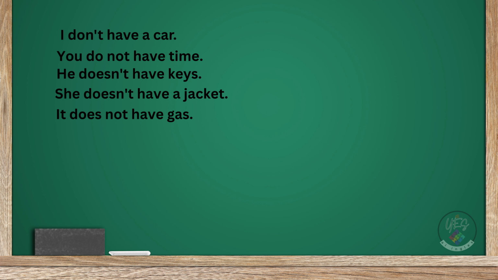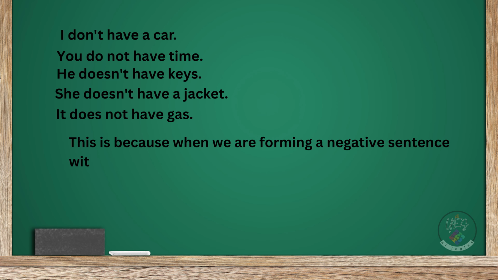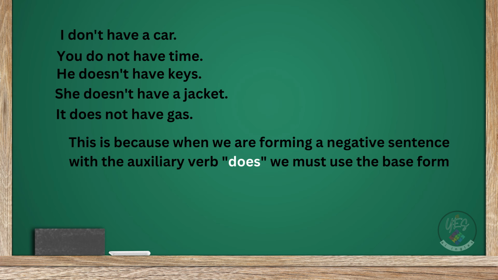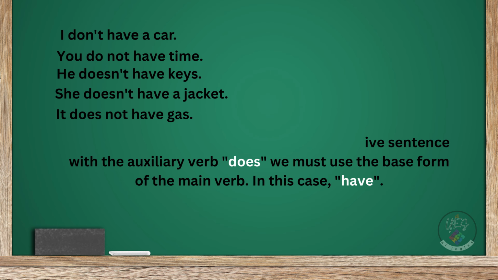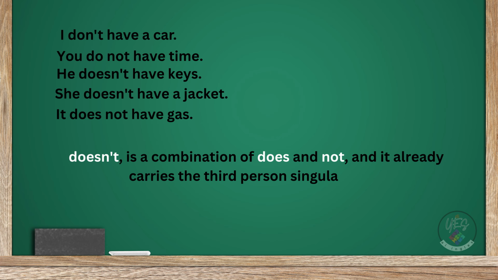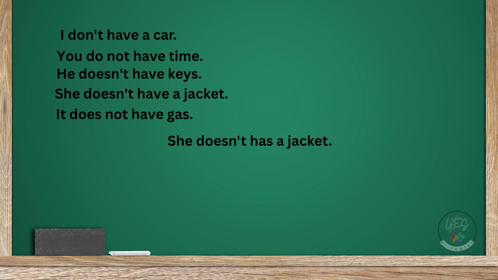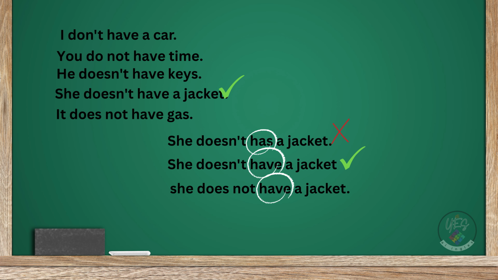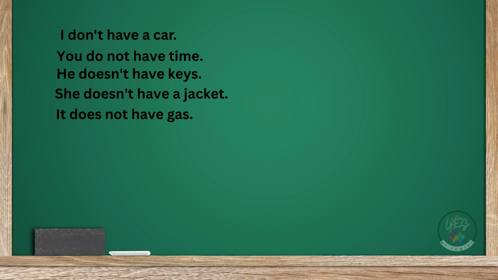As you might notice, in the case of he, she, and it, we didn't use has. This is because when we are forming a negative sentence with the auxiliary verb does, we must use the base form of the main verb. In this case, have. Doesn't is a combination of does and not, and it already carries the third person singular form. So it will be incorrect if we say, she doesn't has a jacket. The correct way is, she doesn't have a jacket, or she does not have a jacket. Got it? Good. Let's continue.